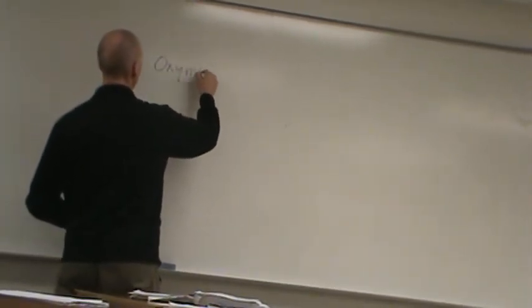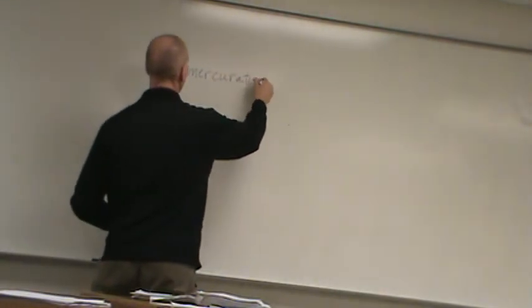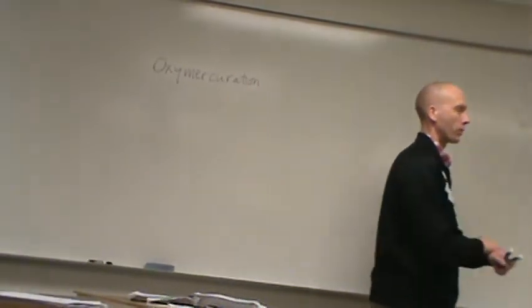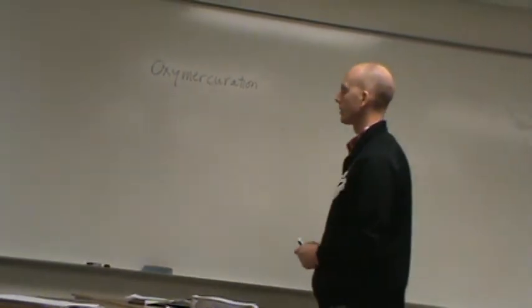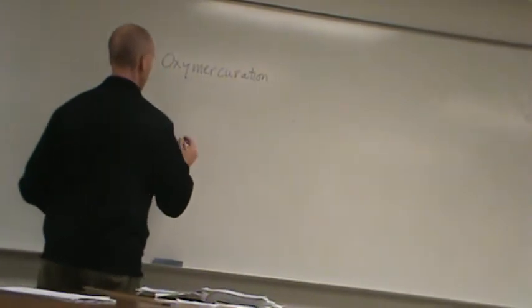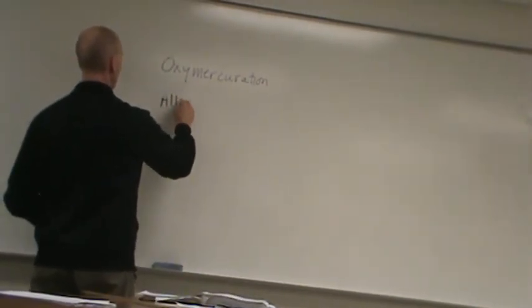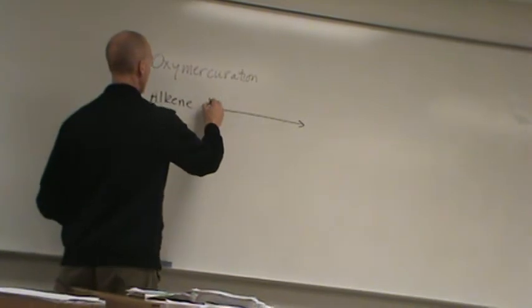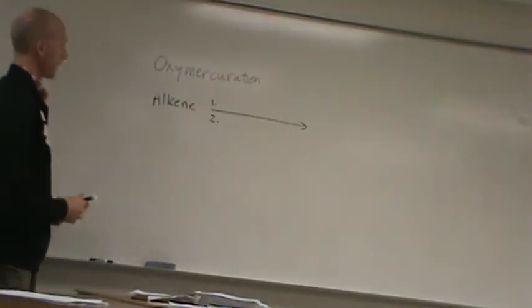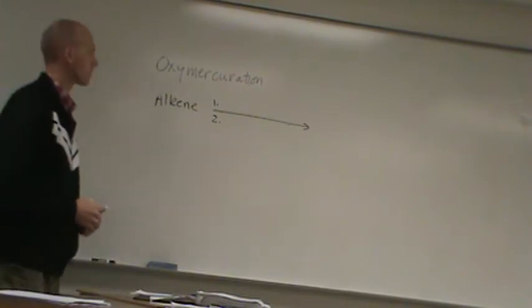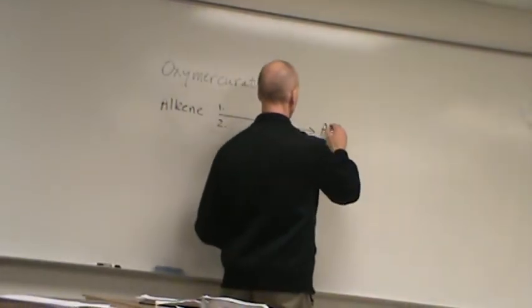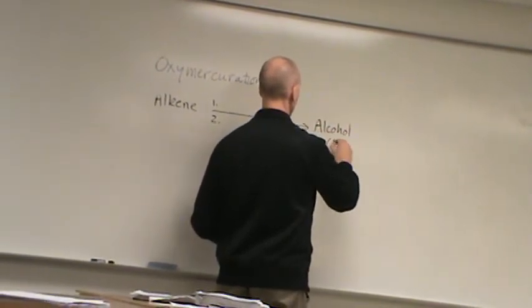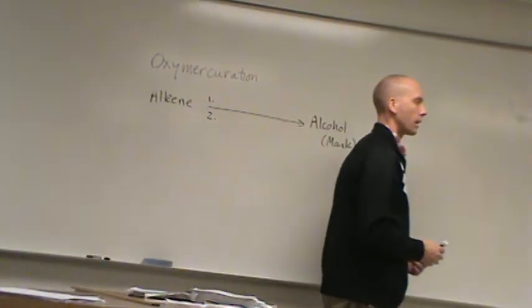This is what's called an oxymercuration reaction. Okay. So what are we going to do here? Well, here's the setup. We'll take an alkene, and we're going to react it with two different reagents, and we're going to form an alcohol that is Markovnikov once again.